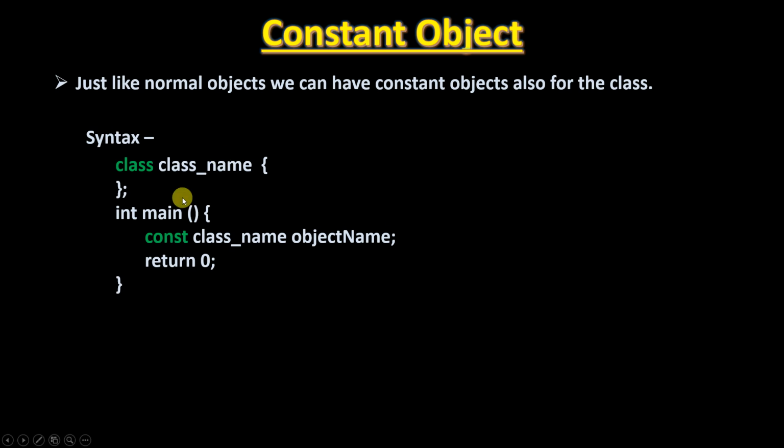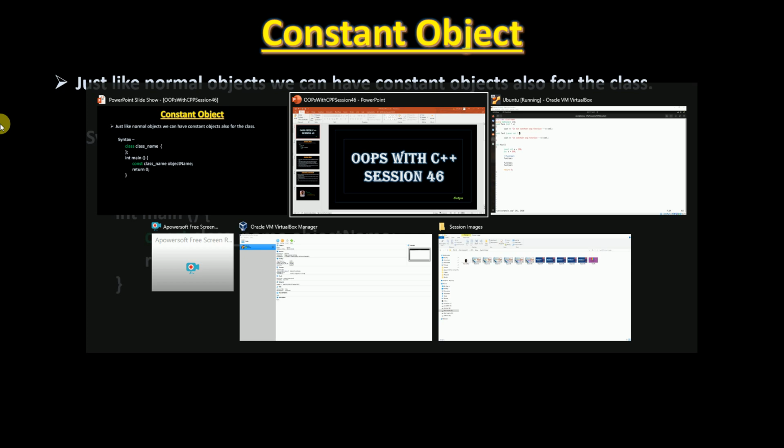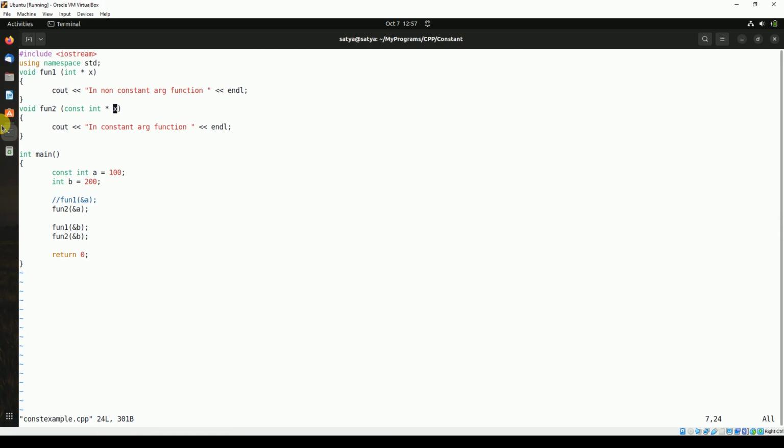Assume you have a class name, and when you are creating an object, we write class name, object name. If you want to make a constant object, just prefix this class name with const, then it will become a constant object. Before going further into constant objects, we'll discuss one program.